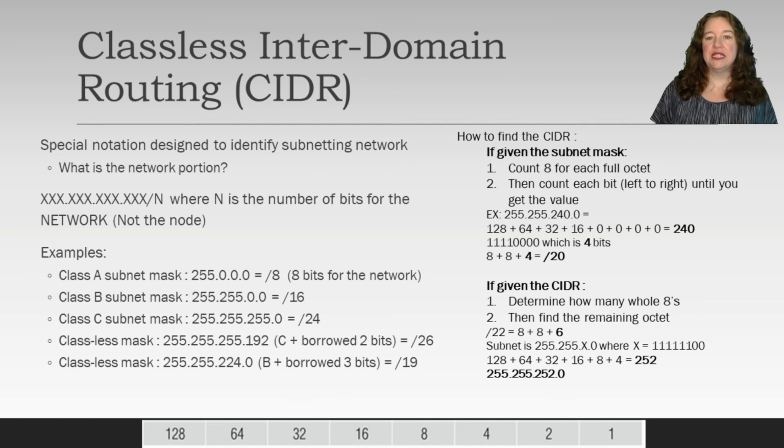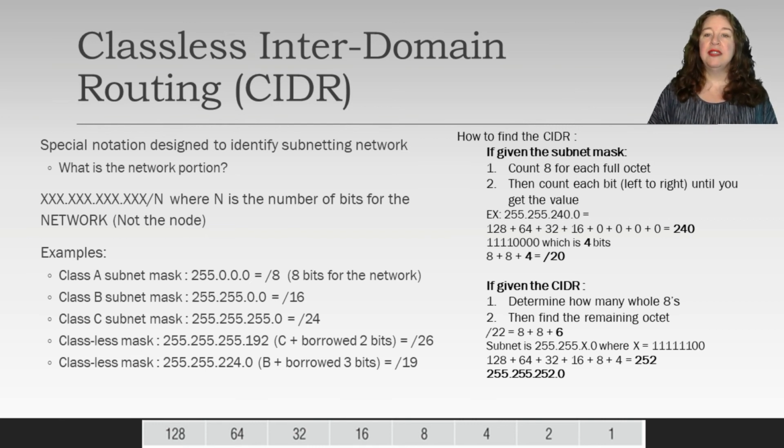So 128 plus 64 plus 32 plus 16 equals 240. So we know that that is 4 bits. 8 plus 8 plus 4 is a total of 20. So we know that 255.255.240.0 has a CIDR of 20. If you want to do it the other direction, where you subtract 240 from 255 to give yourself 15, how many bits do I need to get to 15? Well, I need an 8 plus a 4 plus a 2 plus a 1, which is also 4 bits. Subtract from 8 and you will get 4 bits.